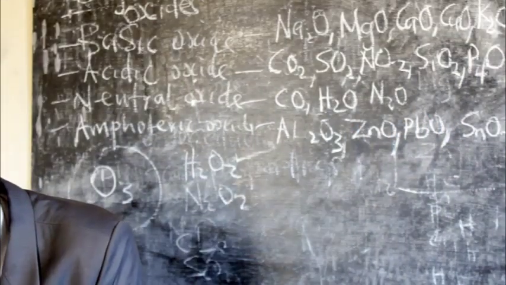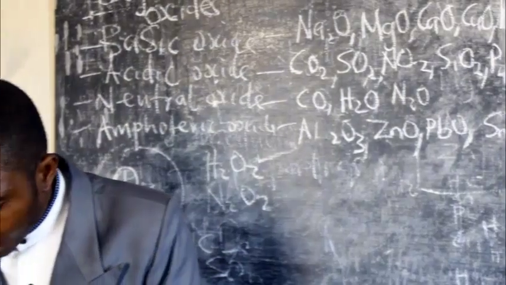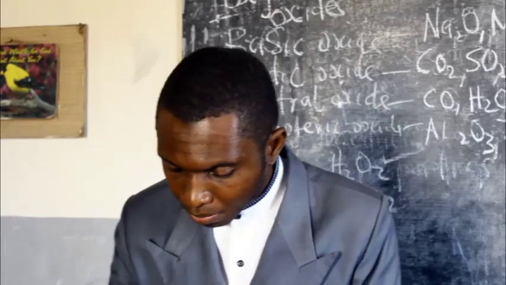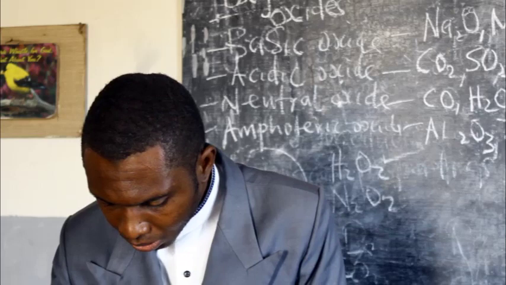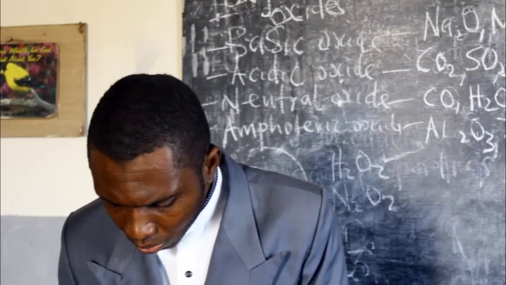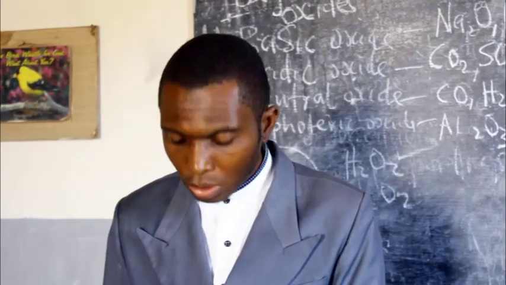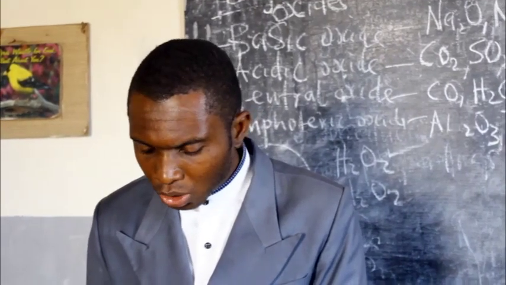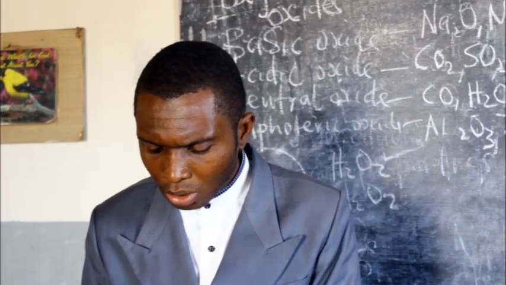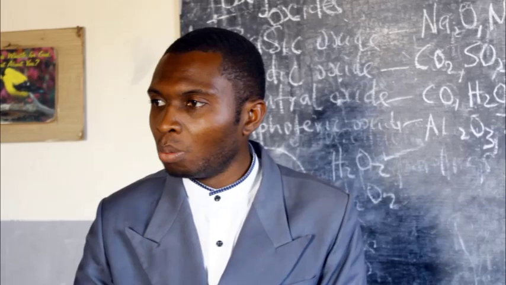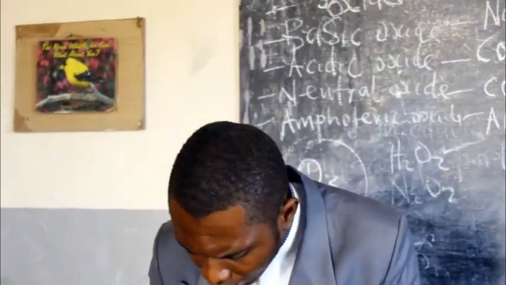Okay. So what's the formula for laughing gas? N2O2. The formula for laughing gas is what? What is allotropy? What is the allotropy of oxygen? Ozone, that is O3. So what's allotropy? Allotropy is the ability of an element to exist in more than one form in the same physical state.